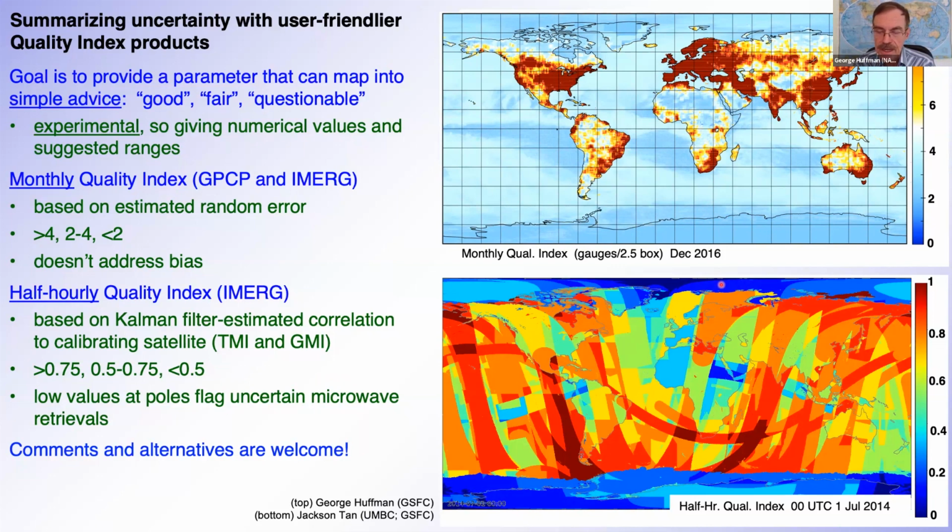We really struggled, and to be honest, we haven't yet had a user that looked at the quality index and said, wow, that's exactly what I need. The monthly is more certain, and I have actually had a few people use that.